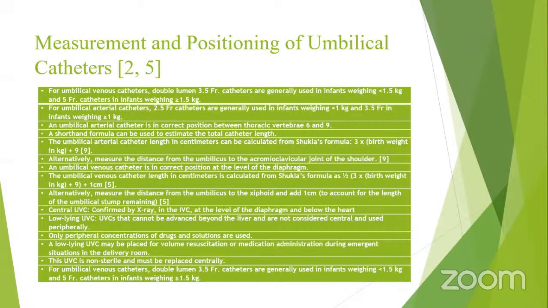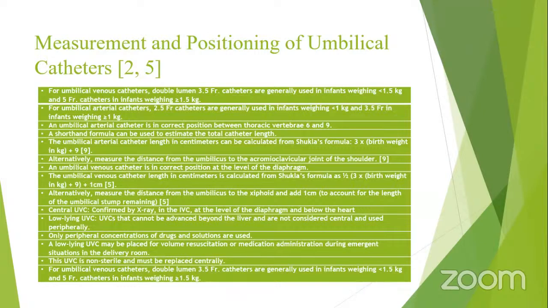Central UVC is confirmed by X-ray in the inferior vena cava at the level of the diaphragm and below the heart. Low-lying UVCs that cannot be advanced beyond the liver are not considered central and are used peripherally. Only peripheral concentrations of drugs and solutions are used.